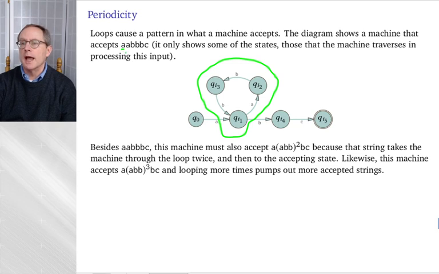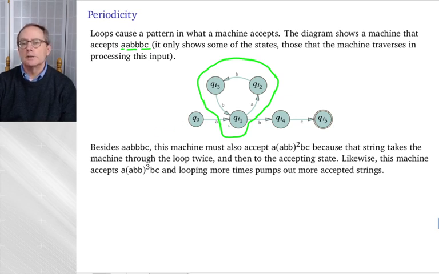There's an A that brings you up to the loop. There's an ABB that brings you around the loop. And there's a BC that brings you away from the loop. In a few minutes, we're going to call those three things alpha, beta, and gamma. So we recognize that this machine accepts A, ABB, and BC.